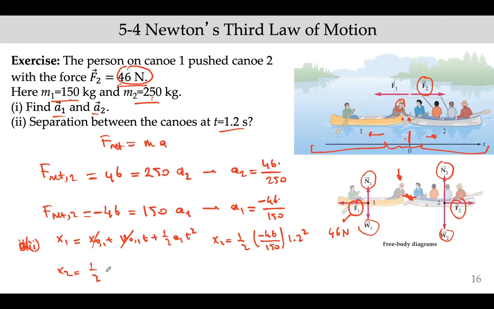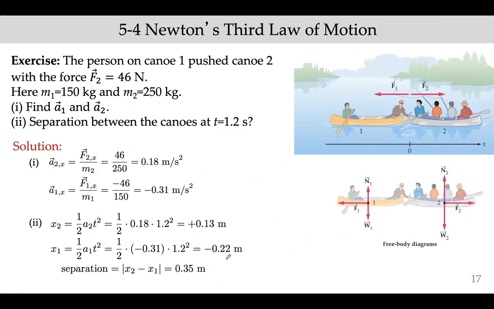Now instead, we will use A2. So x2 will be 1/2 A2, which is 46 divided by 250, times, again, 1.2 squared. And this is going to be some positive number. Let's look at the solution.